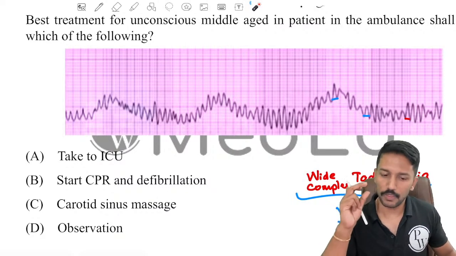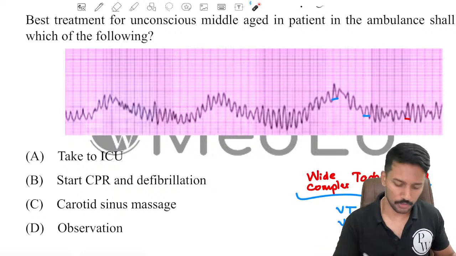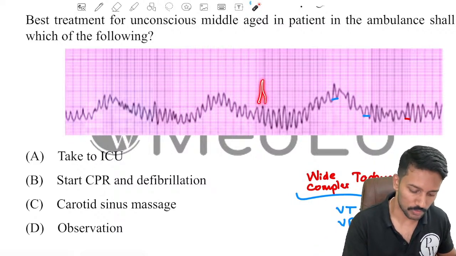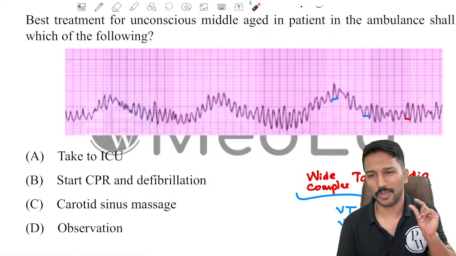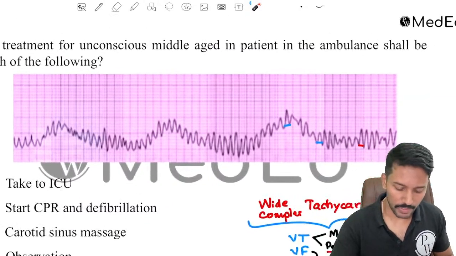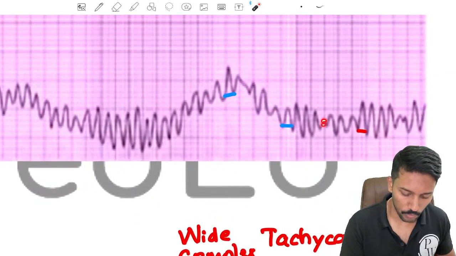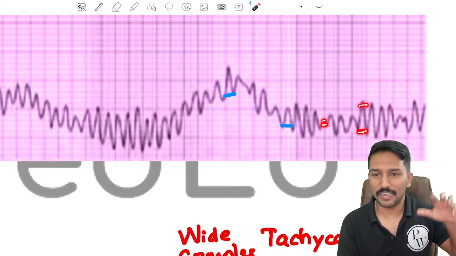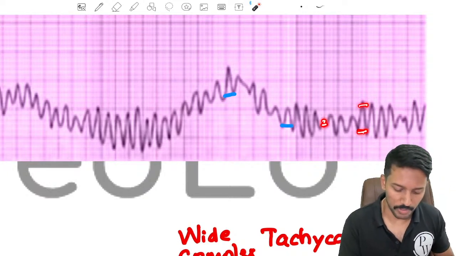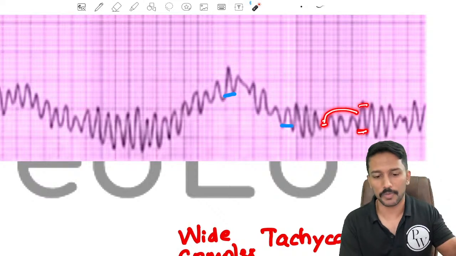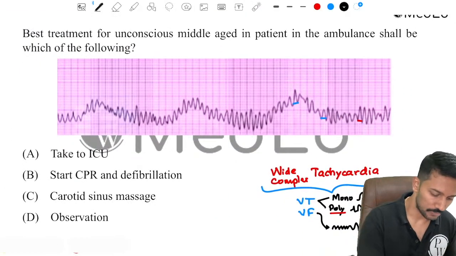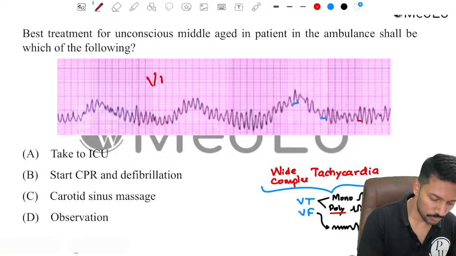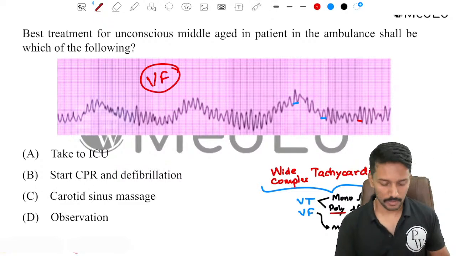To me, they look smaller than the normal size QRS complexes. The normal size QRS complex would have looked somewhat like this, right? So the voltage of the QRS complex is less. And when you look at the variation in the voltage, look at the voltage here and look at the voltage here. There is certainly more than 50% increase, definitely more than 50% jump. So this is a classic case of ventricular fibrillation. So this ECG is suggestive of VF, right?